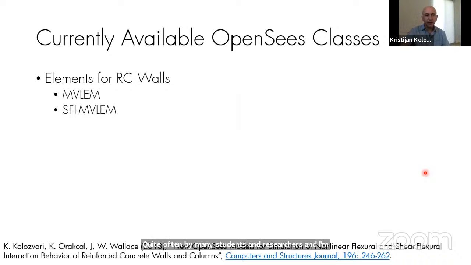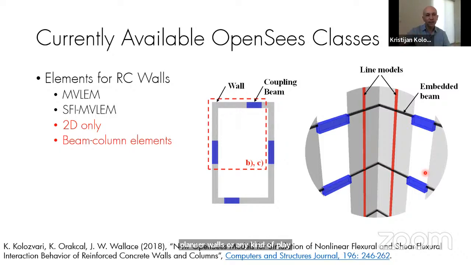But there was an important pitfall or limitation. They were only two-dimensional models, which means that you can really only model planar walls or any kind of planar elements, and they're pretty much beam column elements. So if you want to model any kind of three-dimensional system with a line element, typically what people do is they have to provide some embedded beams in order to connect the coupling beams and things like that. So this is kind of macroscopic modeling with line models in 3D.